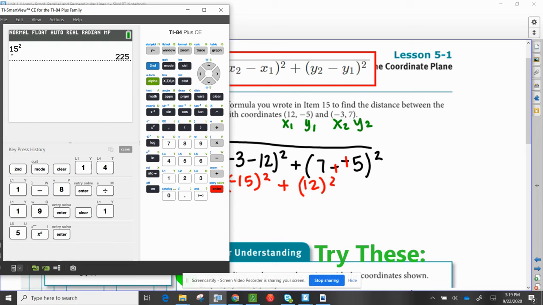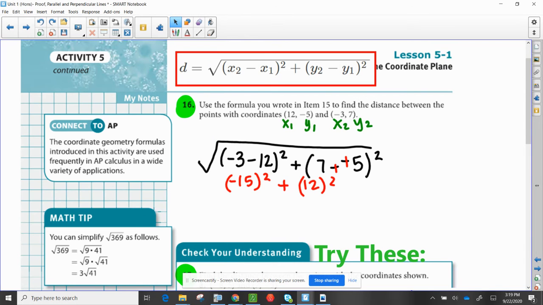Now, the reason I didn't do negative 15 is because it doesn't really matter. Anytime you square a number, you're going to get a negative times a negative, and it's going to end up being positive. So it really doesn't matter if you include the negative or not. But here we do get 225.